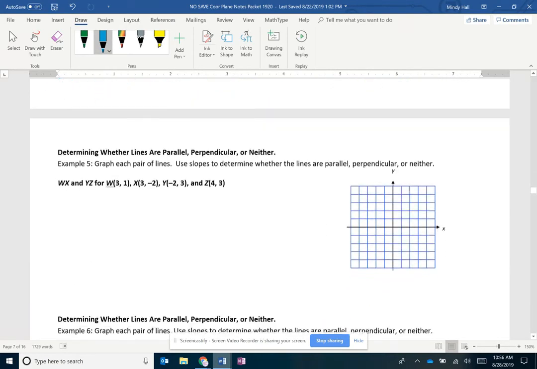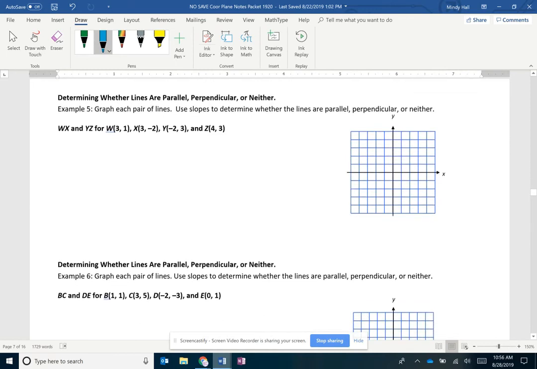So next one, we only got 2 more examples. We have WX. So 3, 1, and 3, -2. 1, 2. That gives us a vertical line. And then we plot -2, 3 for y, and 4, 3. And we have a horizontal line.